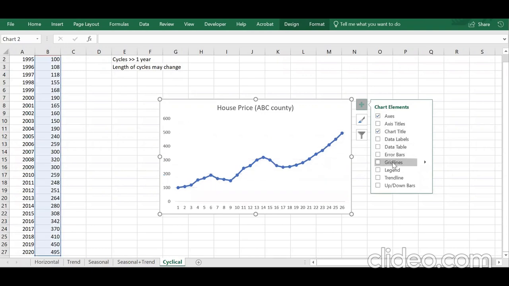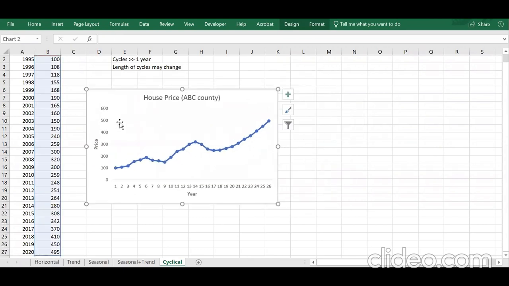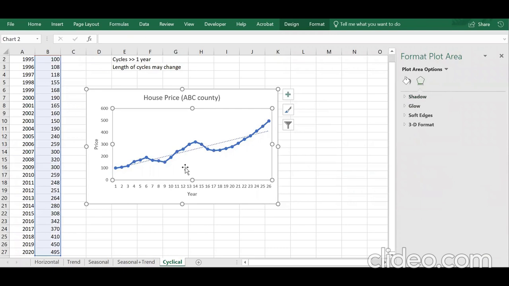I'm just going to get rid of the grid lines. So this is the house price, so price, and then this would be year. All right. As you can see here, it goes up, and at some point it starts declining, and again goes up, goes down, goes up, and a lot of people now are waiting for it to maybe go down for a few years, and then go up again.